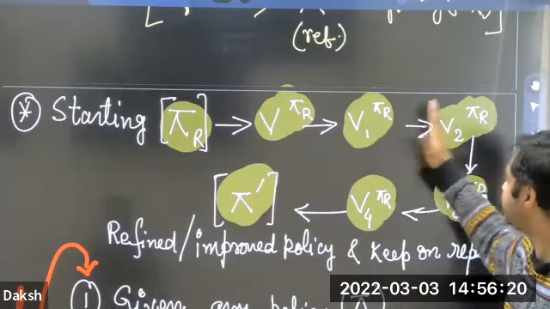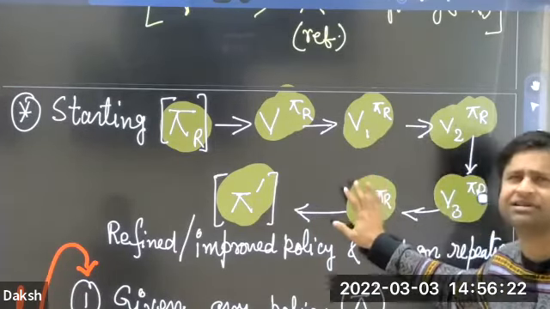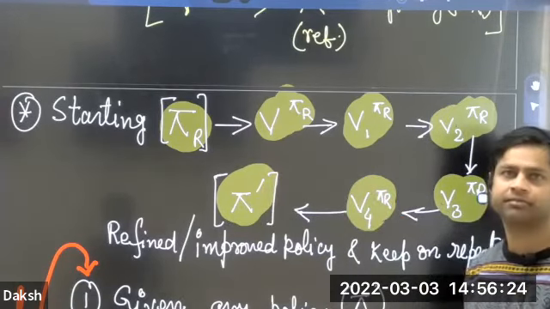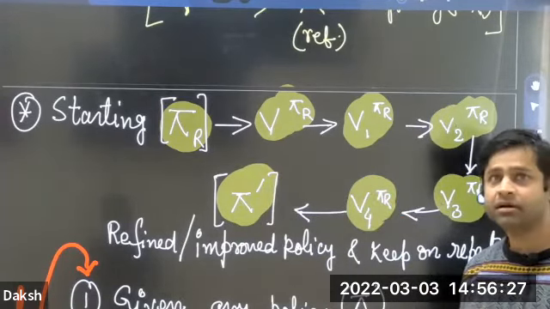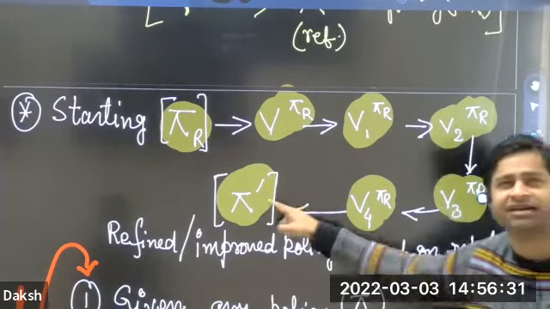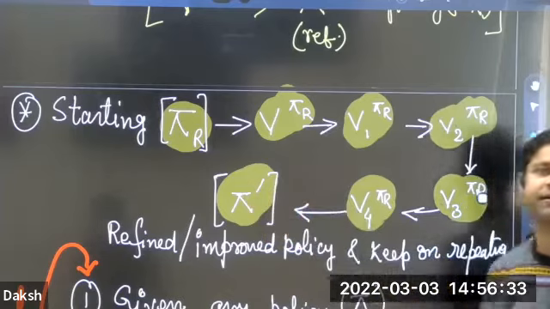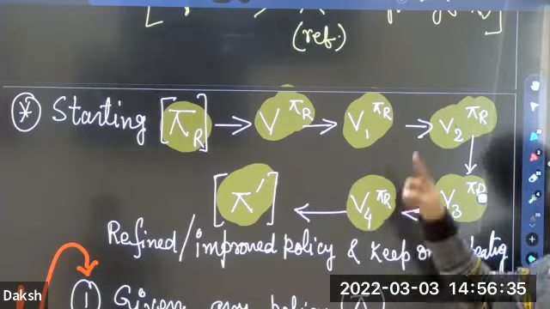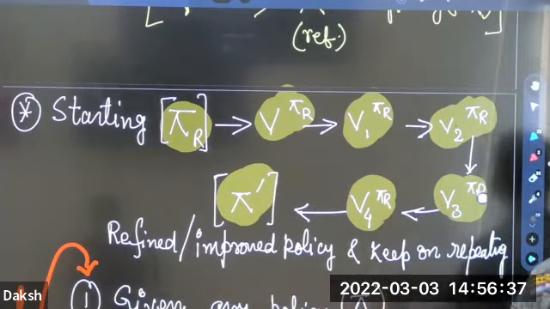Your value function keeps on changing: first value function, second, third, fourth, fifth. After 4, 5, 6 steps, switch your policy. And then again find out value function 1, 2, 3, 4. So that is value iteration, and that is policy switching. You iterate over value function, and after some time, you switch your policy.